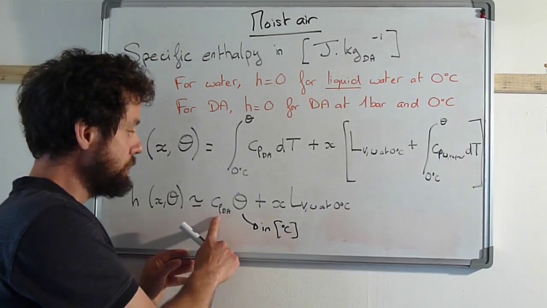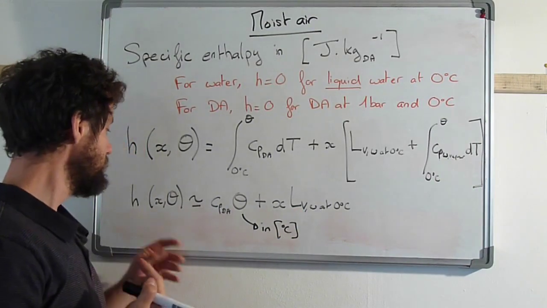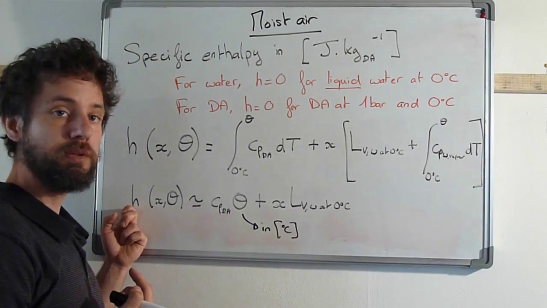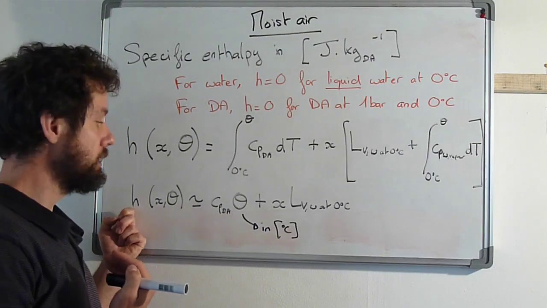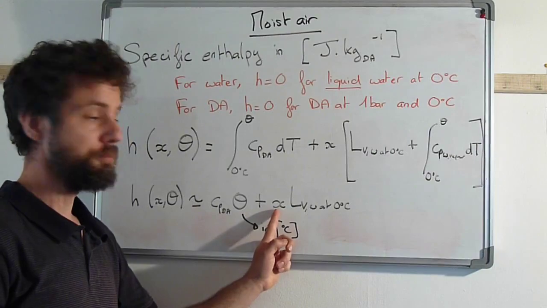So Cp of dry air and latent heat are constants, so it means that the specific enthalpy of a given moist air can be expressed as a linear function of temperature and of moisture content.